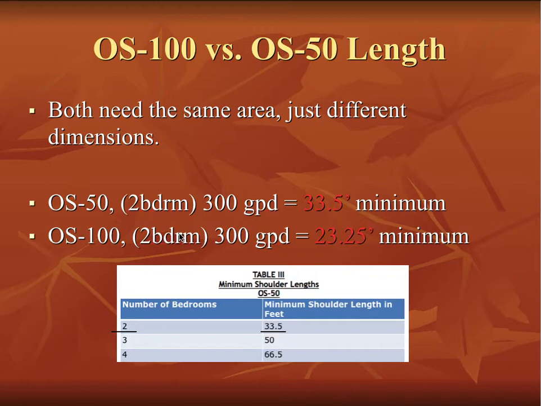So, given our example site of 300 gallons per day, it's also the equivalent of 2 bedrooms in Virginia. So you'll look up in our table that we have, and we have a table for OS 50 coils and a table for OS 100 coils. We'll move on with this example with OS 50 coils, but I also included the number that's given for OS 100s just to illustrate that we have those specific numbers for both sizes of coils, because it will change the dimensions depending on the size of coil you use. So for OS 50s, for a 2-bedroom system, you can see that our minimum shoulder length is going to be 33.5 feet. So that's what we'll use moving forward.